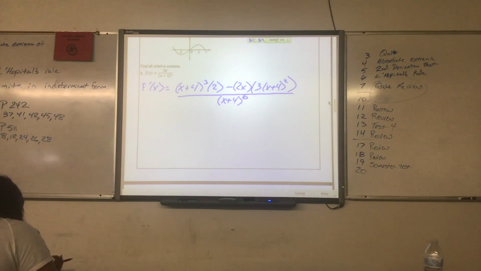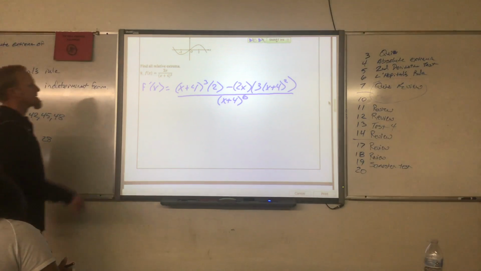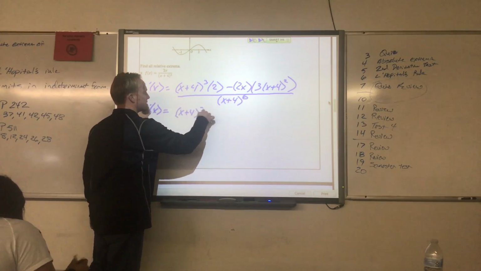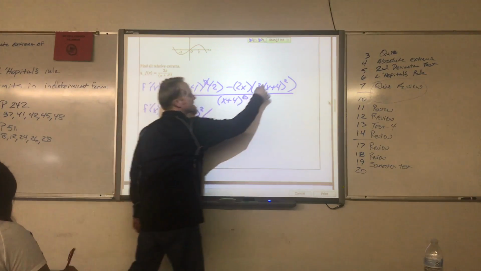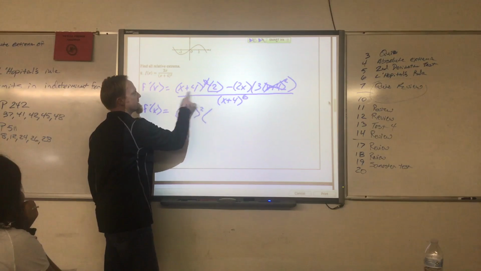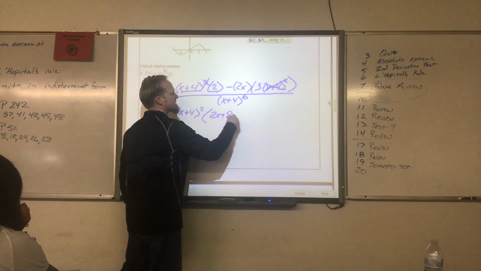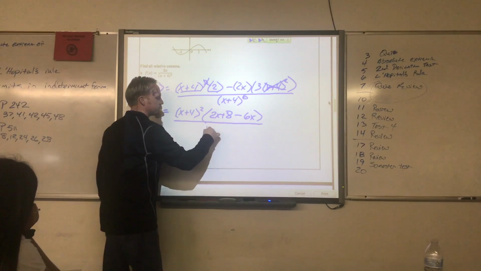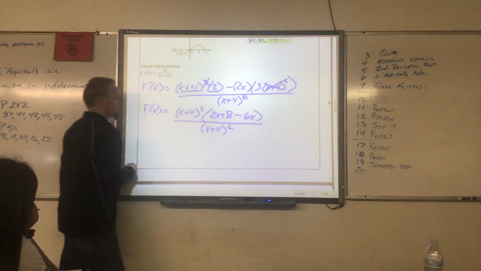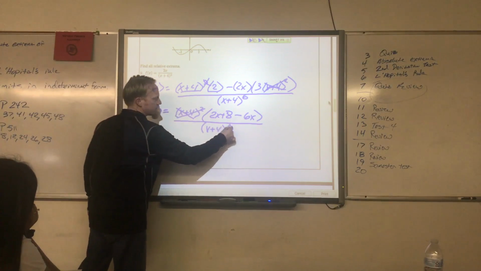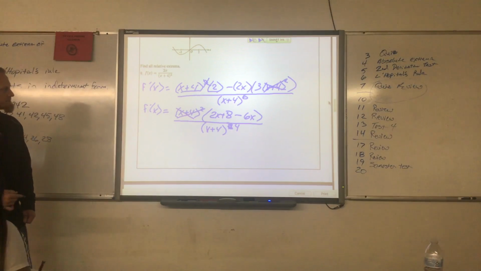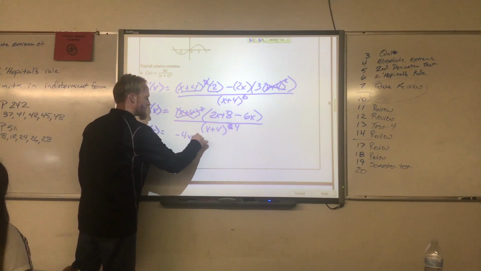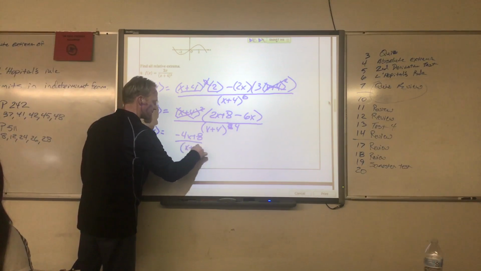All right, what's next? Factor out an x plus 4 squared and cancel. So that goes away. That goes away. So this and this are left. That gives me 2x plus 8 minus 6x. Then reduce, which gives me negative 4x plus 8 over x plus 4 to the 4th.